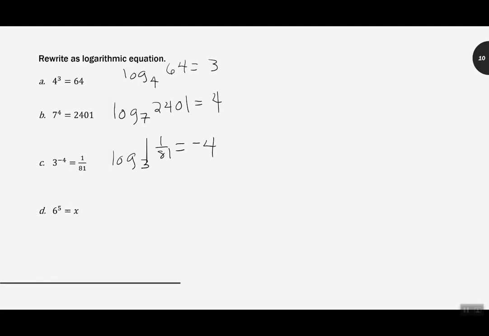Last one, I have 6 to the 5th is x. So I have the log, my base, that would be 6. What am I taking the log of? x. And what's it going to give me? 5.